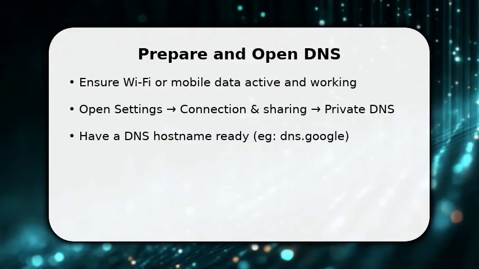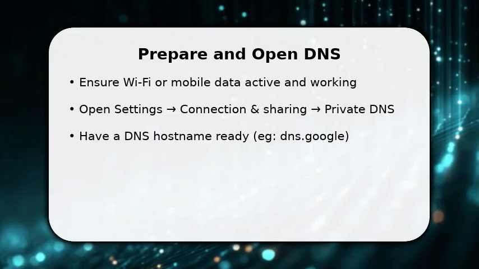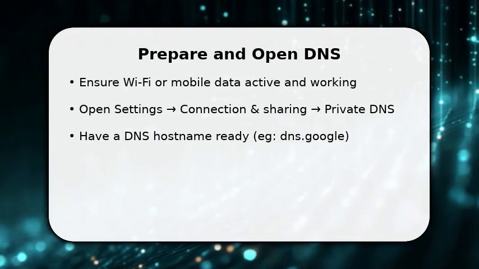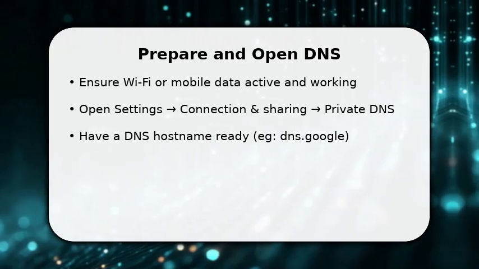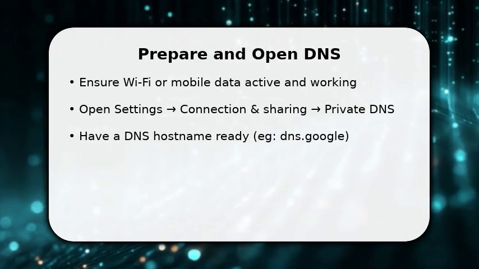You start by making sure your Redmi 12 is connected to the internet. You need an active Wi-Fi or mobile data link. Once done, go straight to Settings, tap Connection and Sharing, then Private DNS.